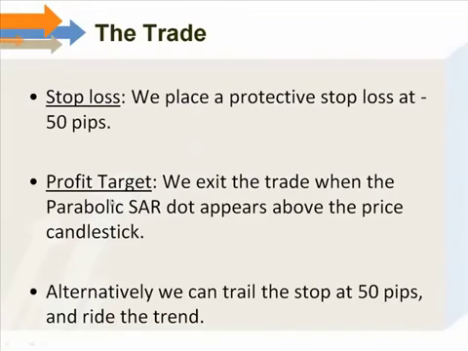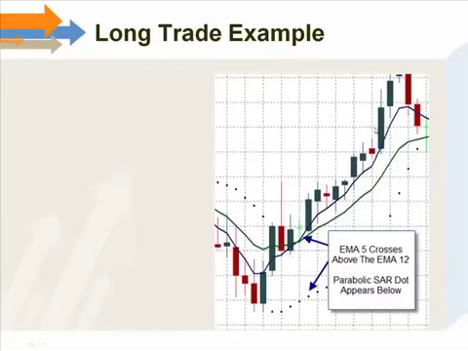And to exit the trade, we exit the trade when the parabolic SAR dot appears above the price candlestick. Again, you can use the alternative exit method of trailing the stop at 50 pips. When you're just starting out, this method is the simplest, so that's the method that I'm going to use in the examples. So let's look at this here, and then we'll show you some real examples on the charts.